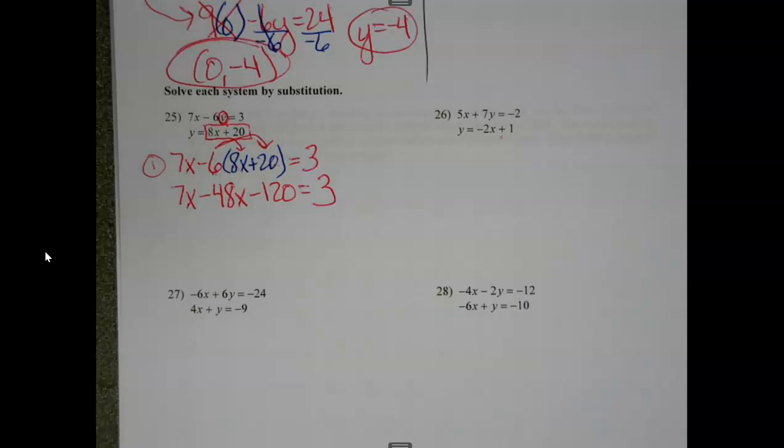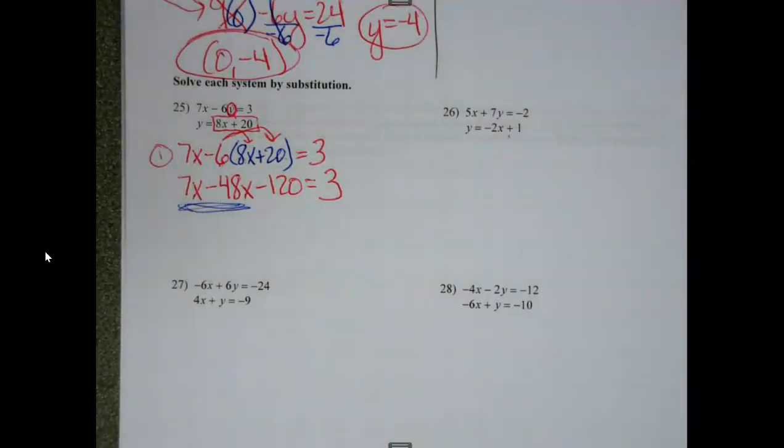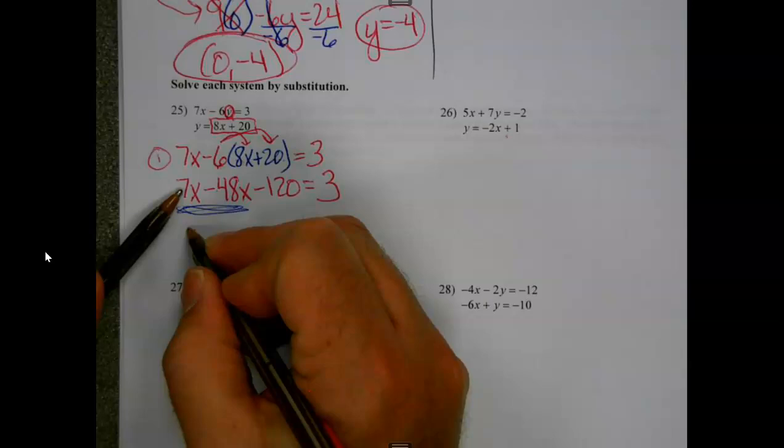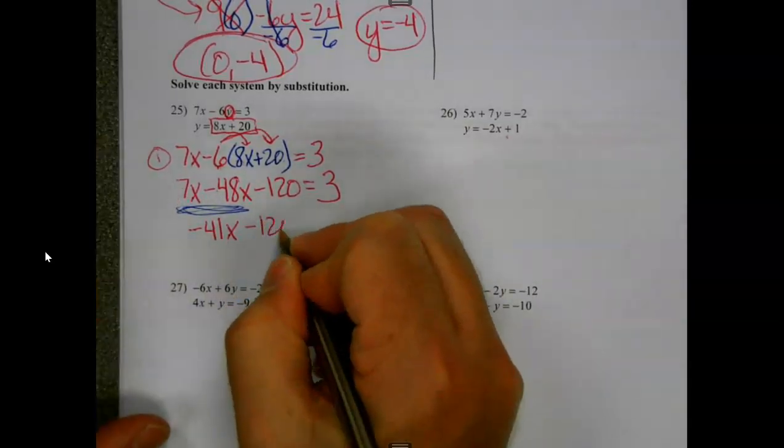The x's are not on opposite sides of the equal. They're on the same side. They're both right here. Don't do opposites. Just put them together. Pay attention to the signs, but put them together. So 7 minus 48 would be -41x.